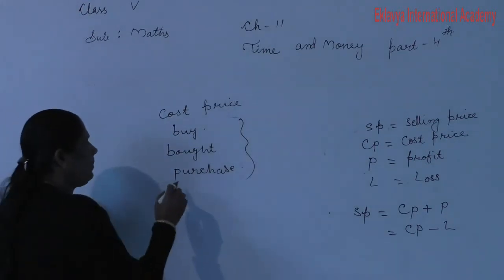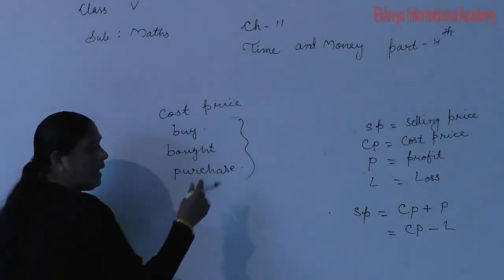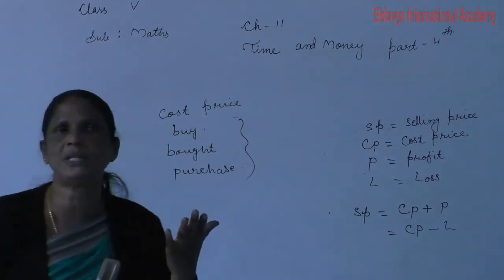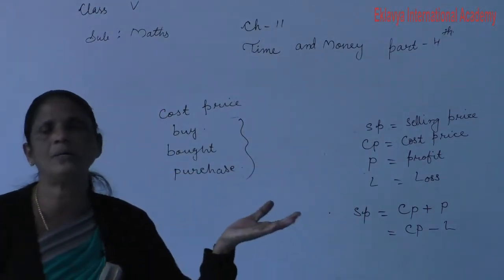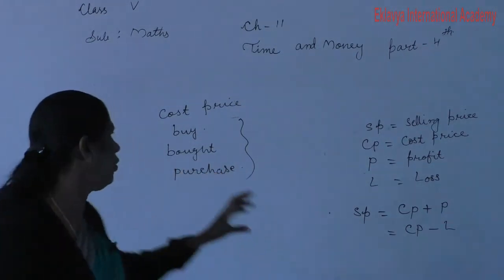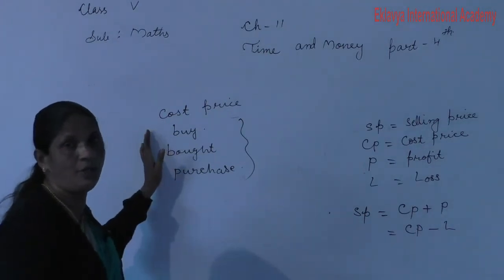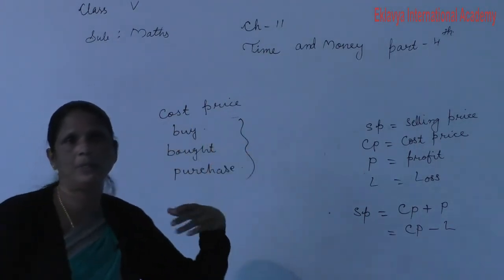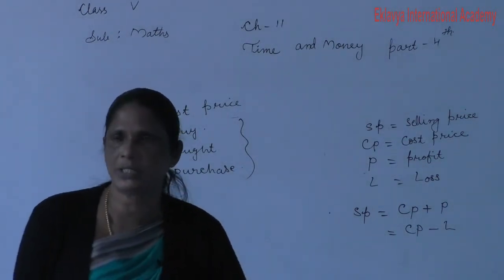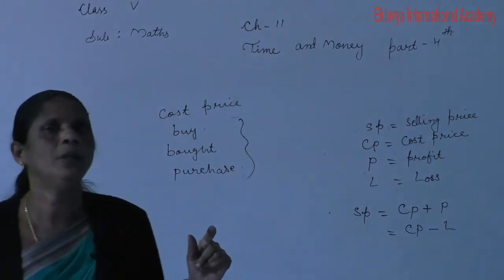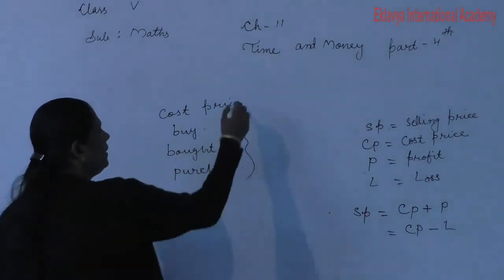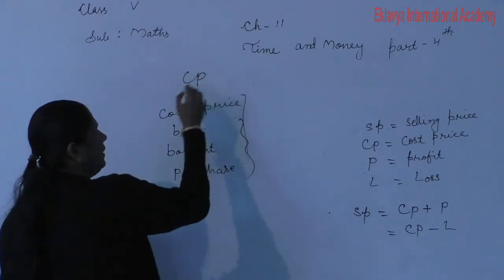Then for CP, cost price, we add any overhead expenses. Overhead expenses mean repairing charges or rent. These are included in cost price. According to your question, bus fare, rent, overhead and repairing charges come in cost price. We add them in cost price. This is the CP.